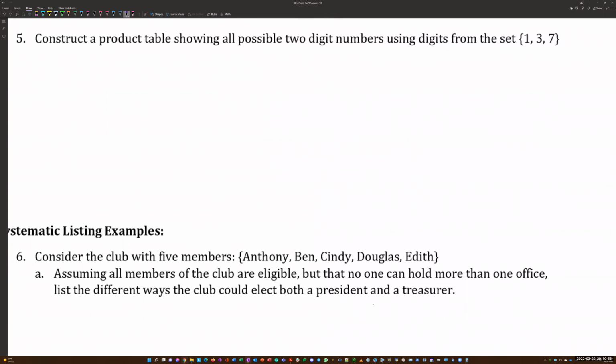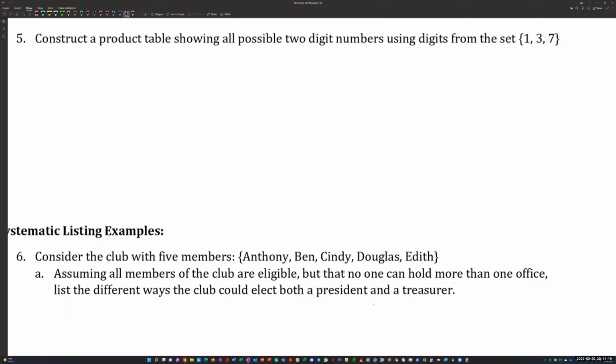Okay. All right, construct a product table showing all 2-digit numbers using digits from this set. Again, you don't really need to do a product table to do this. I think you can figure it out without doing that. I'm just going to say that first, but since he's asking for a product table, we've got to make sure you're able to make a product table also, okay?